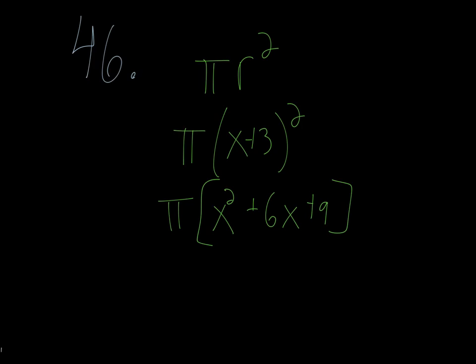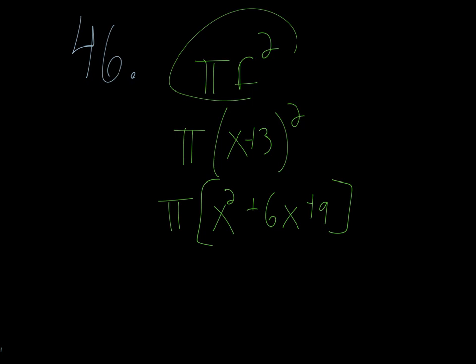For number 46, it says the flying disc is shaped like a circle, has a radius of x plus 3, so I use the formula for the area of a circle. Plug in x plus 3, use the shortcut, then distribute pi. Your final answer for part A is pi x squared plus 6 pi x plus 9 pi.